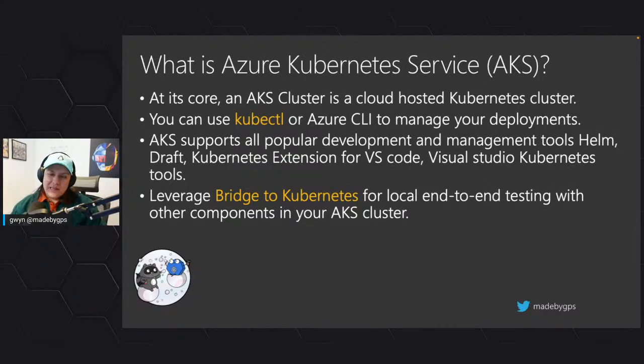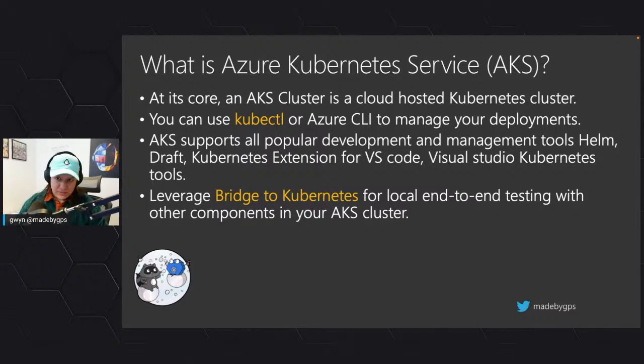You can use kubectl, kube control, which, if you've worked with Kubernetes before, you know is the command line that you use to work with your Kubernetes clusters. Or the Azure CLI to manage your deployments. We're actually going to use the Azure CLI in a demo at the end. AKS supports all popular development and management tools: Helm, Draft, the Kubernetes extension for VS Code, and Visual Studio Kubernetes tools. Another cool thing is Bridge to Kubernetes, which allows you to have end-to-end local development and testing with other components in your AKS cluster.